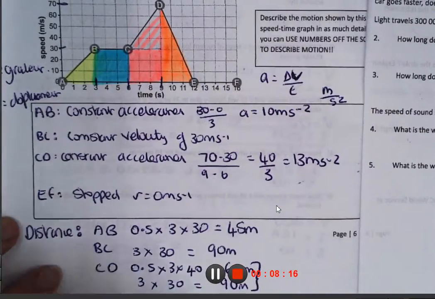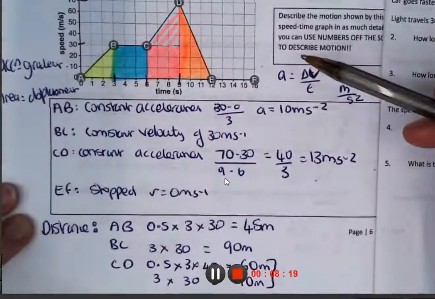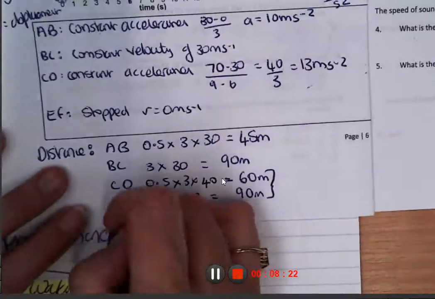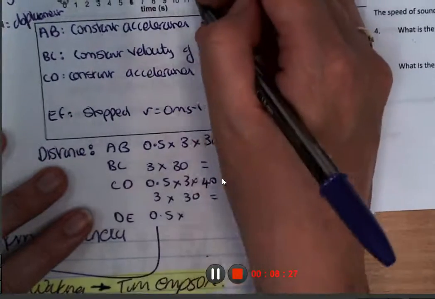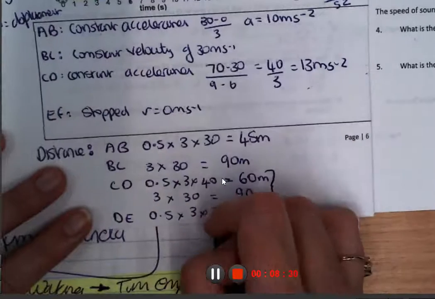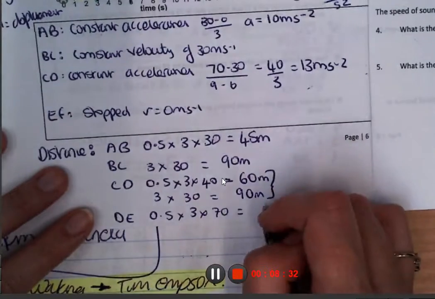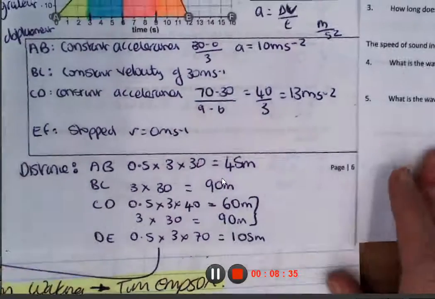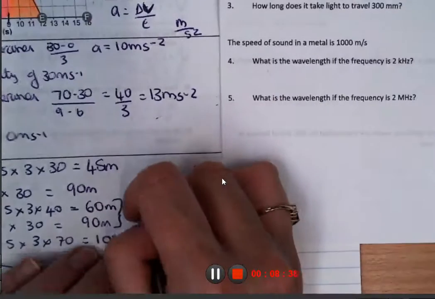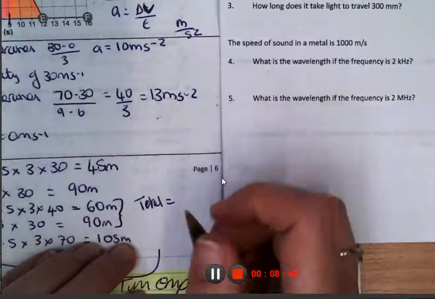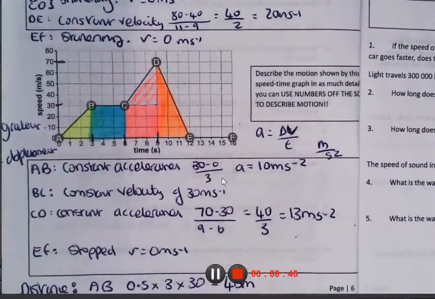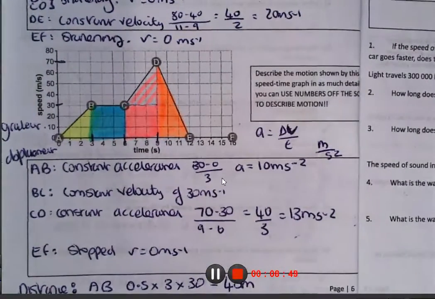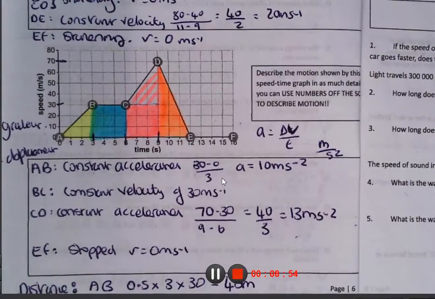And then I've got my last section, which is this triangle here, D to E. So D to E, the distance is a half times the base, which is 1, 2, 3, times the height, which is 70. And that distance there is 105 metres. So what we can do then is work out the total distance by adding them all up together, and that gives me a total distance of 390 metres. So that is how far the car has travelled, okay? Its distance or its displacement. E to F, it doesn't cover any distance because it is at a 0 velocity.